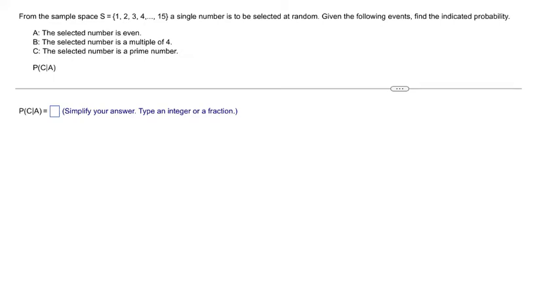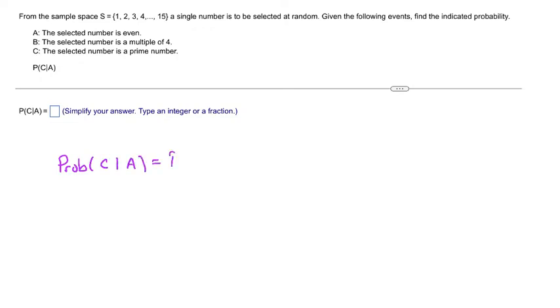So in this problem, we are given a sample space giving the numbers 1 up to 15. A single number is to be drawn at random. We are told that the event A is that the selected number is even, B is the selected number is a multiple of 4, and C that the selected number is a prime number. And so what we are asked to find is the probability, the conditional probability, of C given A.